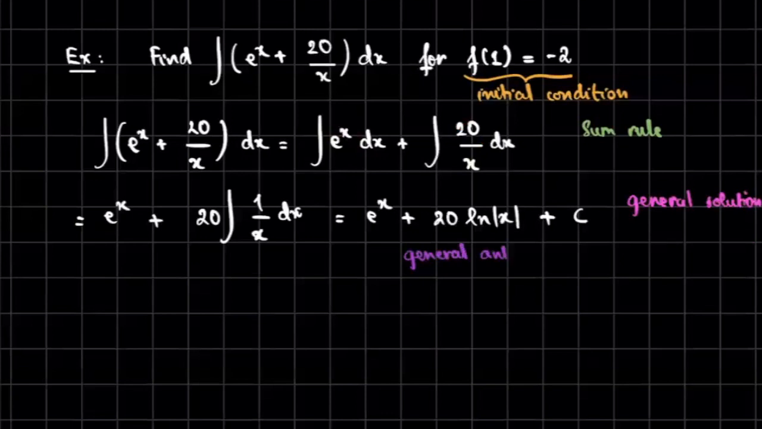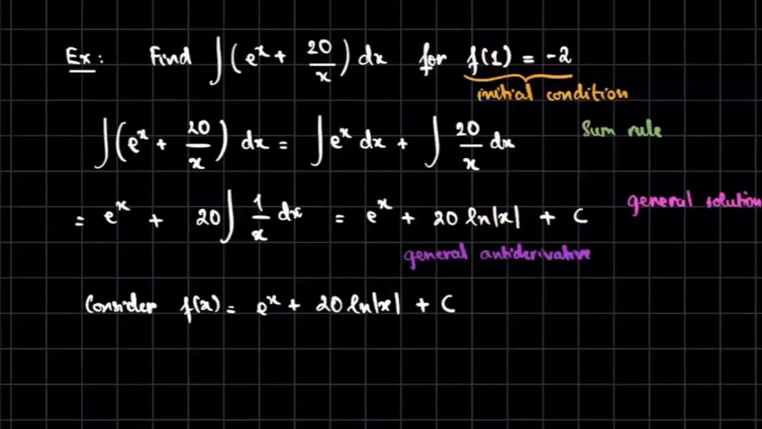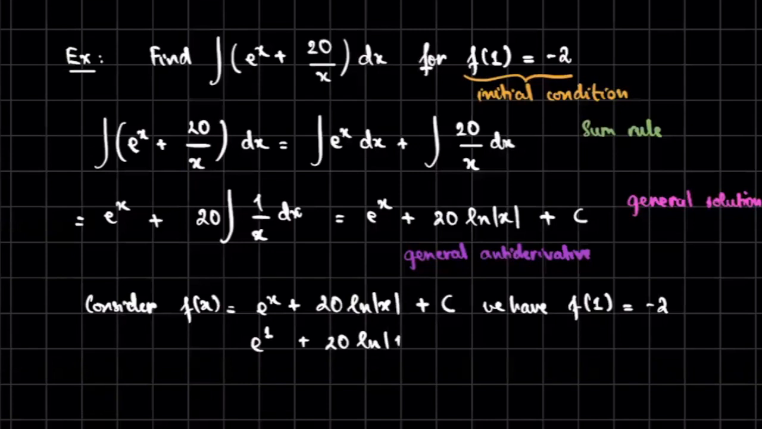Okay, you are given an initial condition. This allows us to find the value of c. So consider the function f of x equal to e to the x plus 20 times ln of absolute value of x plus a constant c. We have that f of 1 is equal to negative 2. That is, when x is equal to 1, the output is equal to negative 2. So that is e to the first power plus 20 times ln of absolute value of 1 plus a constant c equal to negative 2.